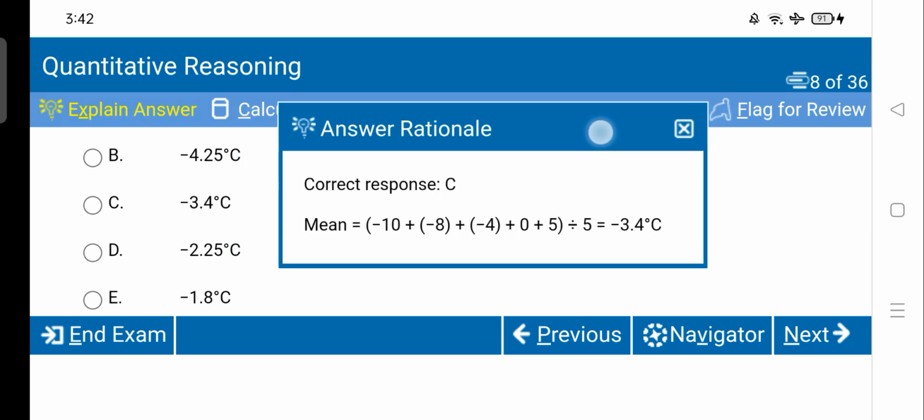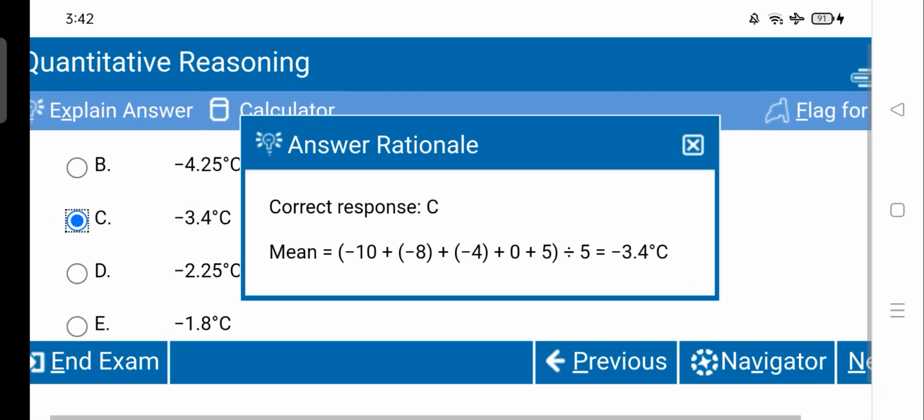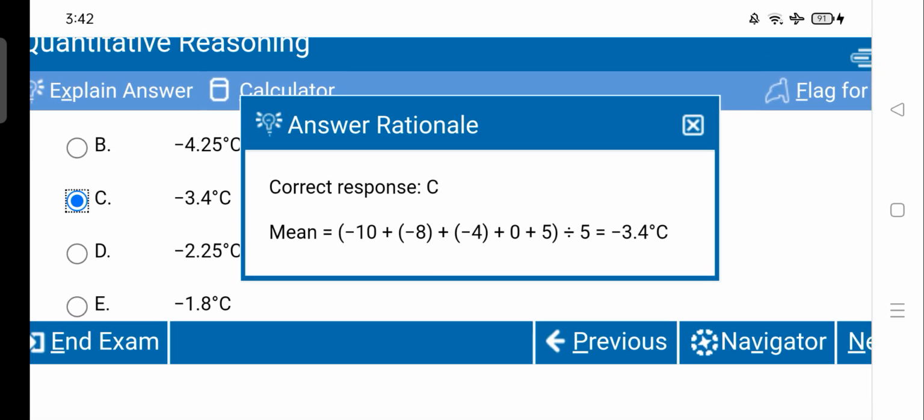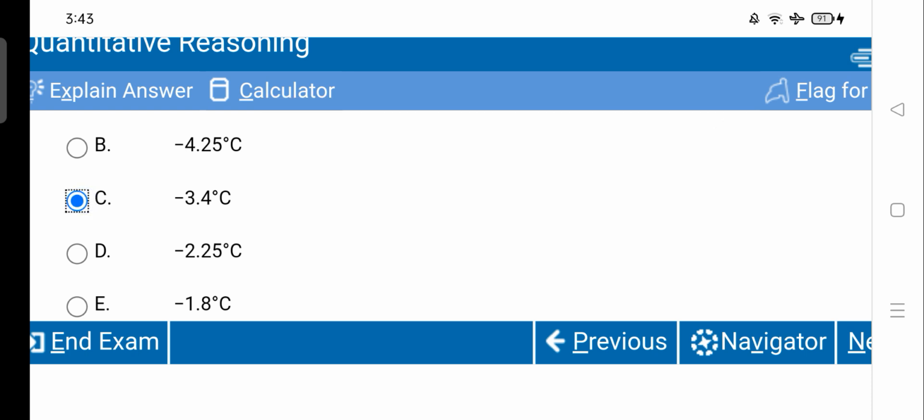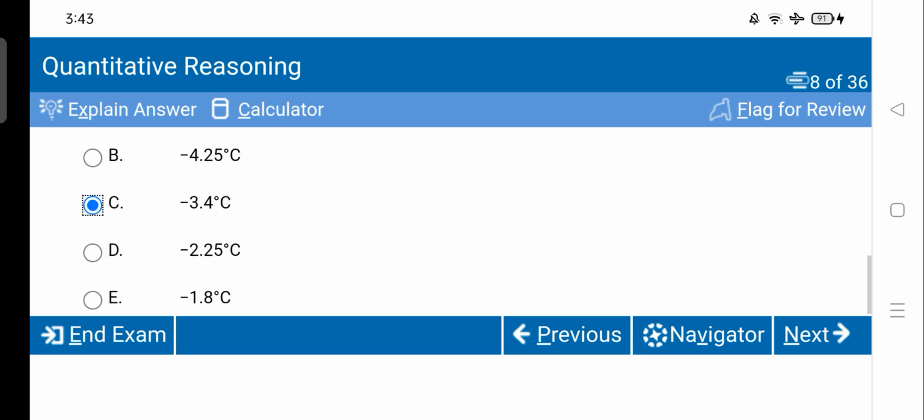So correct response is option C. The mean is minus 10 plus minus 8 plus minus 4 plus 0 plus 5 divided by 5 equals minus 3.4 degrees centigrade. So that's how we can say correct response is option C.